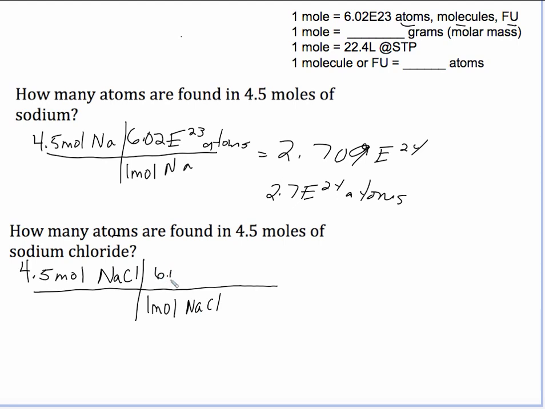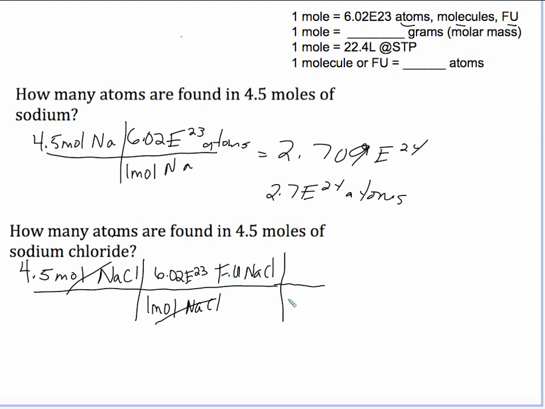Since sodium is a metal, we're going to put 6.02 e to the 23rd and label it as a formula unit of sodium chloride. Now, the problem doesn't want formula units. If it did, we'd be done, but it wants atoms. So we have to do one more step. Right now we're at formula units and we want to go to atoms, so we use this bottom conversion factor.